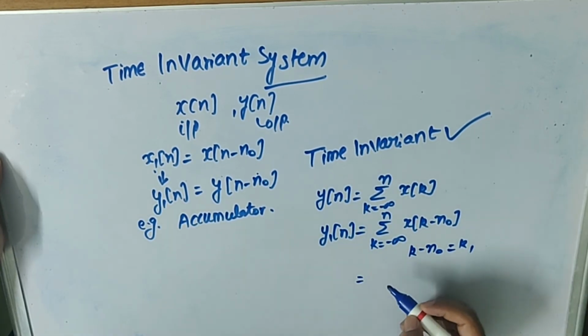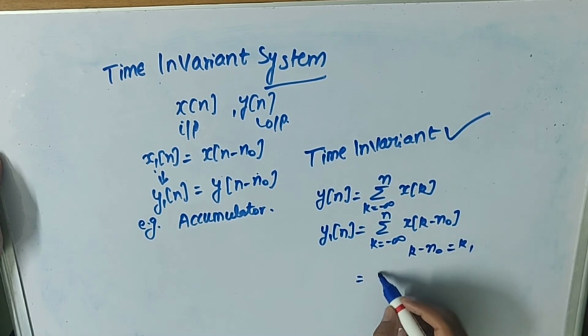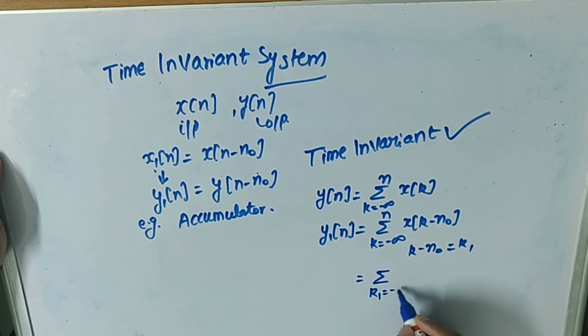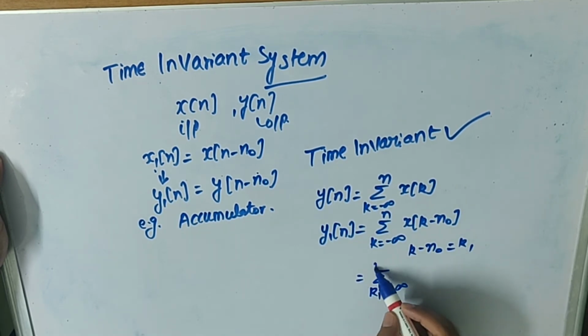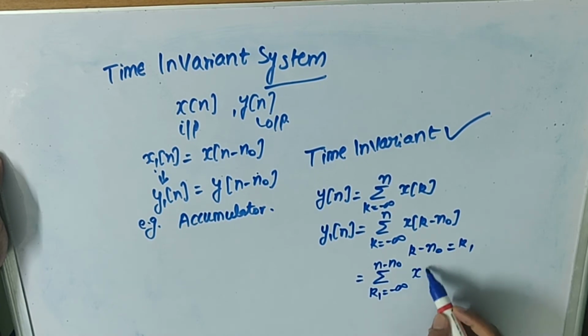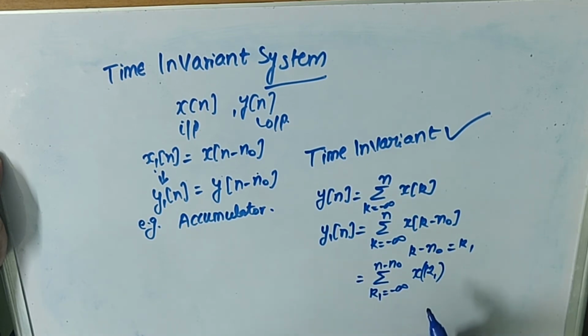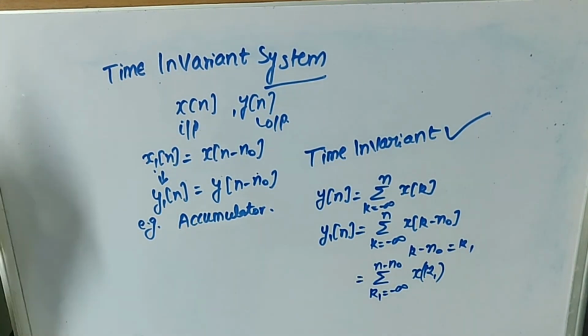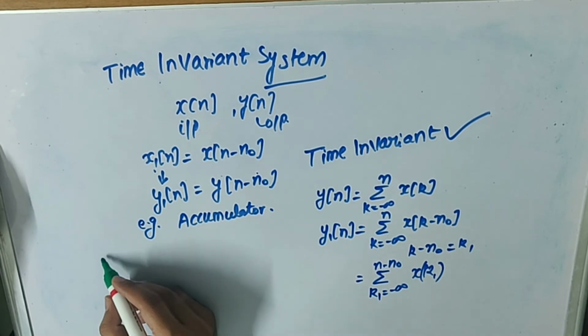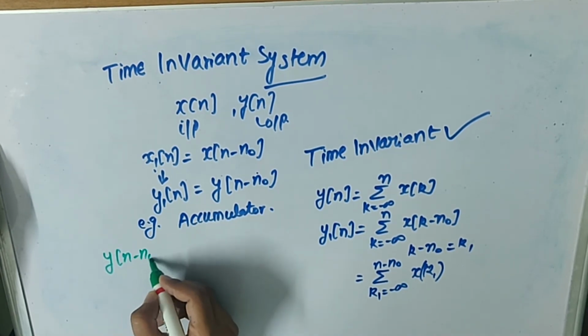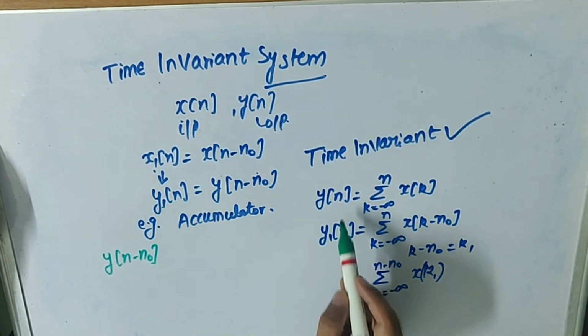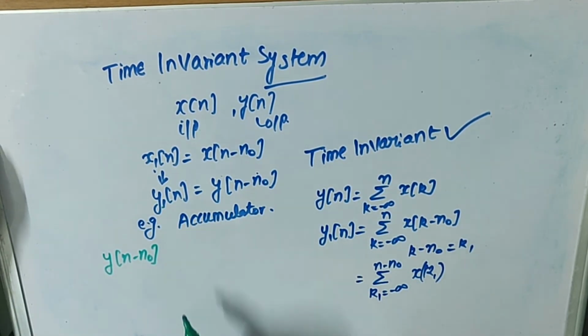What will we get? We will get summation k1 equals minus infinity to n minus n0 of x[k1]. Now let's approach this problem from a different direction. Let's write what y[n minus n0] will be. We have to compute y1[n], which we computed here, and we have to compute y[n minus n0]. If both of them are equal, we can say that the system is time invariant.